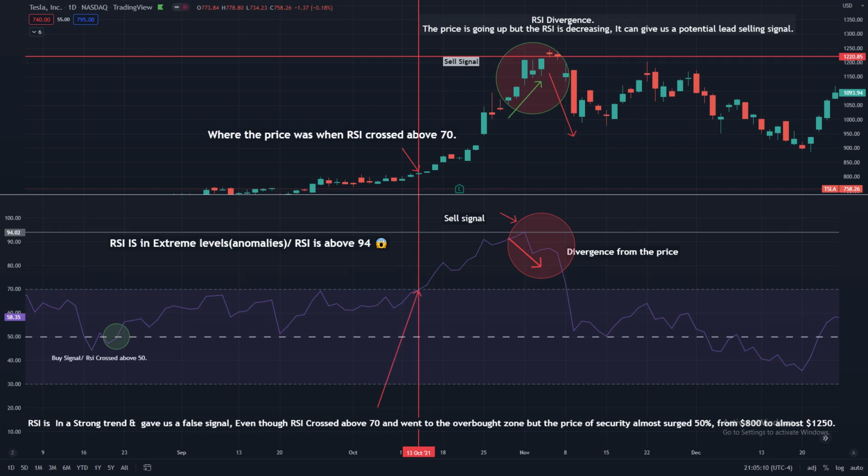Another takeaway from this chart is when RSI crossed above 70, which placed the security technically in the overbought zone. The price of Tesla was around $800 and it rose to almost $1,250, which is more than a 50% gain. So RSI seems to be less accurate in strong trends, should be used with an extra grain of salt, and can be misleading in strong trends.